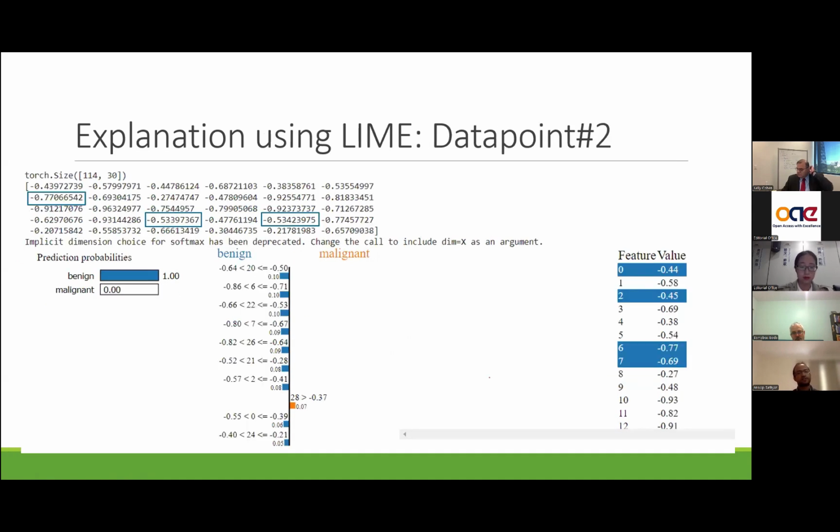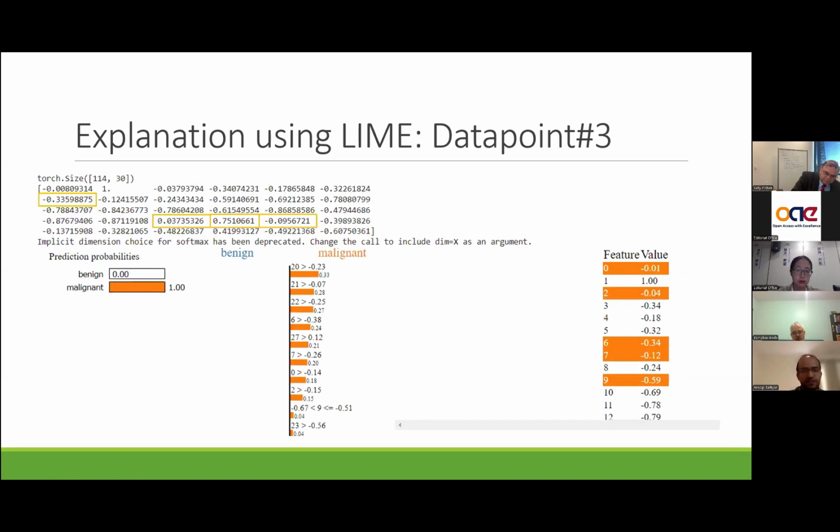So here is another case where the neural network is predicting the outcome as benign. And here you can see all of these features. So input number 20, 22, 7, 26, 21, these are all contributing towards this being benign. This is truncated, but you can see the first variable, number 28, points towards malignancy. But even then, the contributing factor is quite low at 0.07.